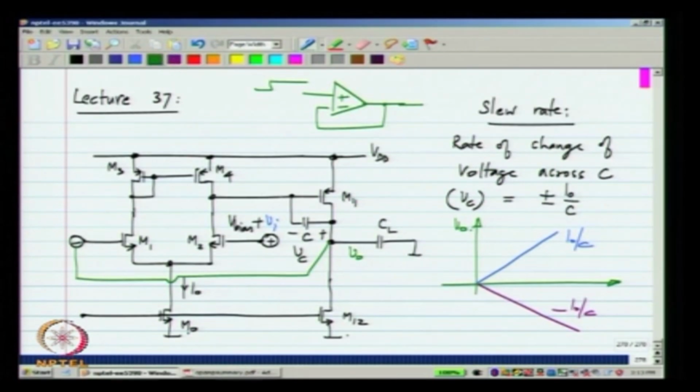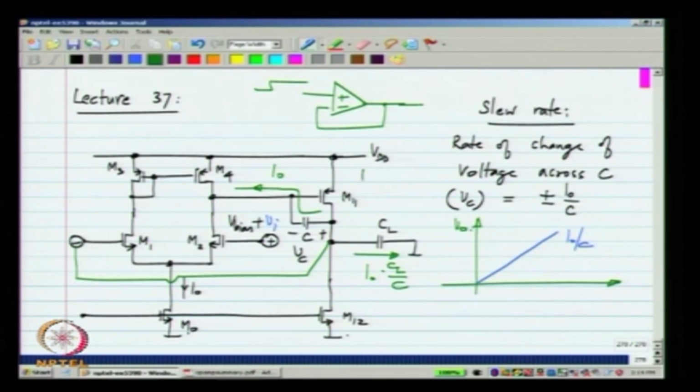First, let me take the first case where a current I naught is drawn this way. So, that means that the output is ramping up at plus I naught by C, and that means that a current of I naught times CL by C is flowing through the load capacitor, okay. Now, what does it mean?